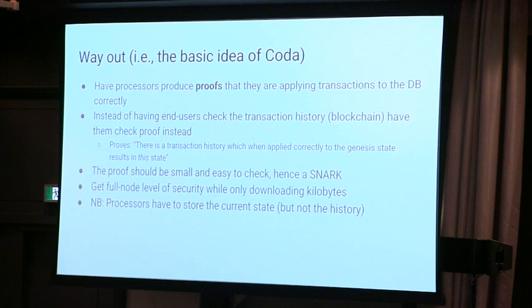So the idea here is that you can get a full node level of security while only downloading a few kilobytes. And we'll get into what is in those kilobytes in a second. Just a note, processors still have to store the current state. It's possible one could cook up a scheme where this wasn't the case, but we didn't. Someone has to store the entire state. So that's the processors. But they don't have to store the history, and end users don't have to store the state at all. They just need this little proof.